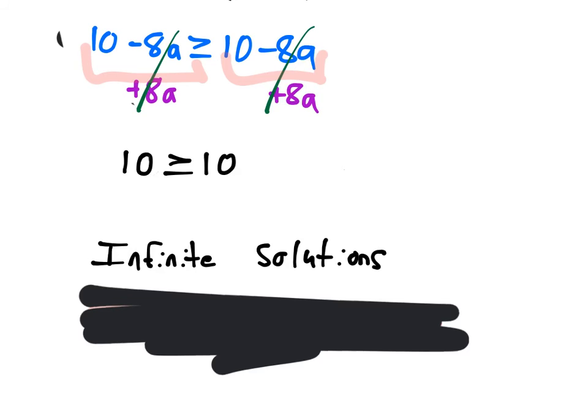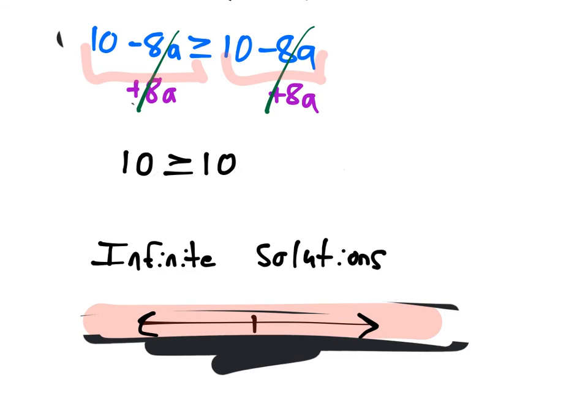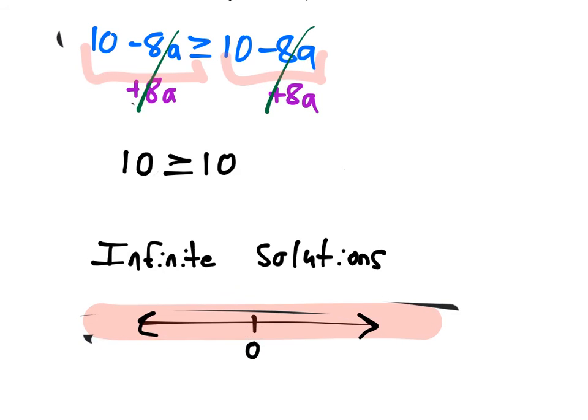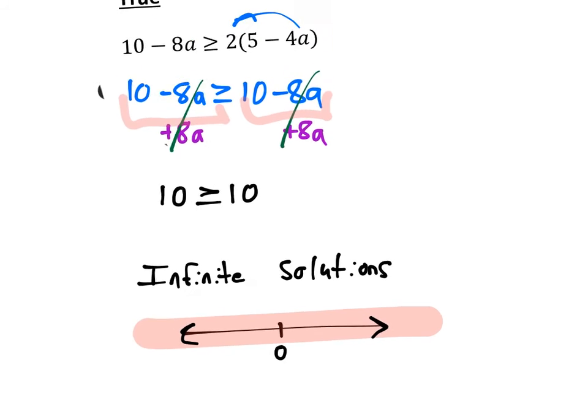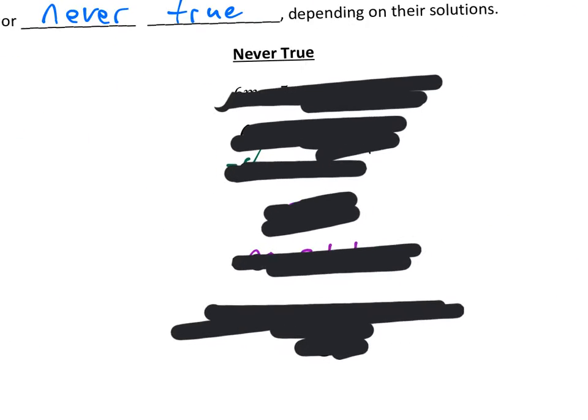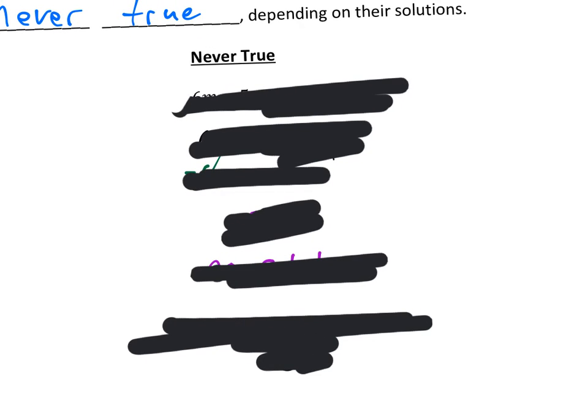What that would look like on a number line is everything is shaded, and you could put whatever number you wanted there in the middle. I just chose 0 to center out my number line, but everything is shaded in all directions. No matter what you plug in for x, you would get a true statement. Right, and then there's also some that are never true.